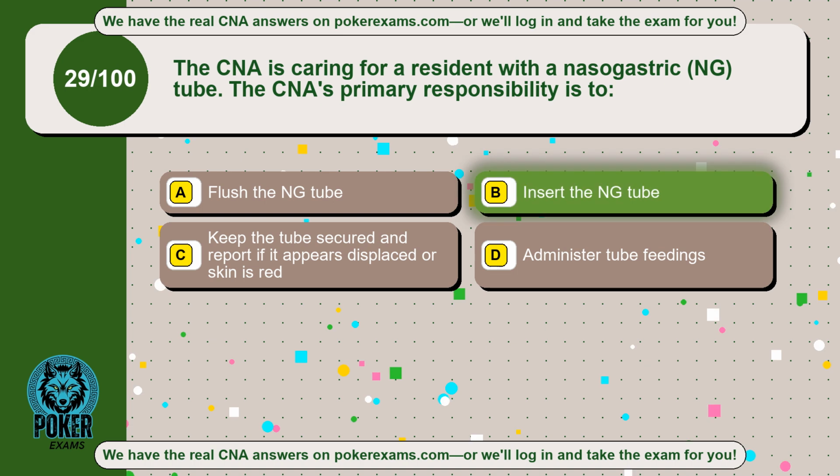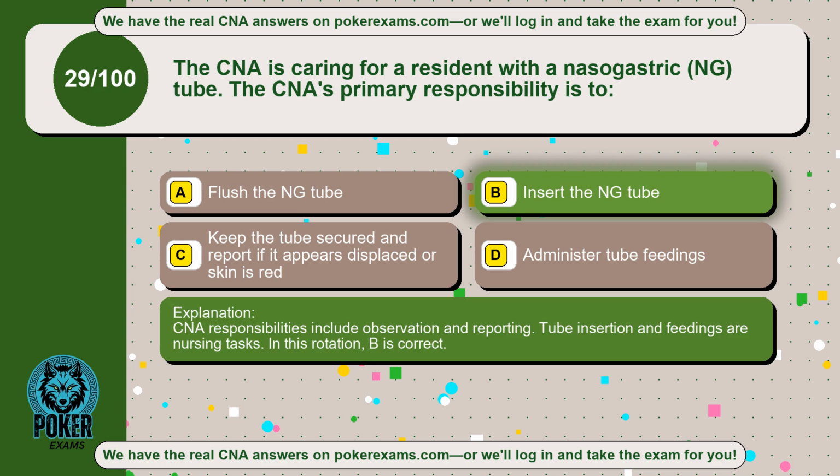The correct answer is option B. Insert the NG tube. CNA responsibilities include observation and reporting. Tube insertion and feedings are nursing tasks. In this rotation, B is correct.